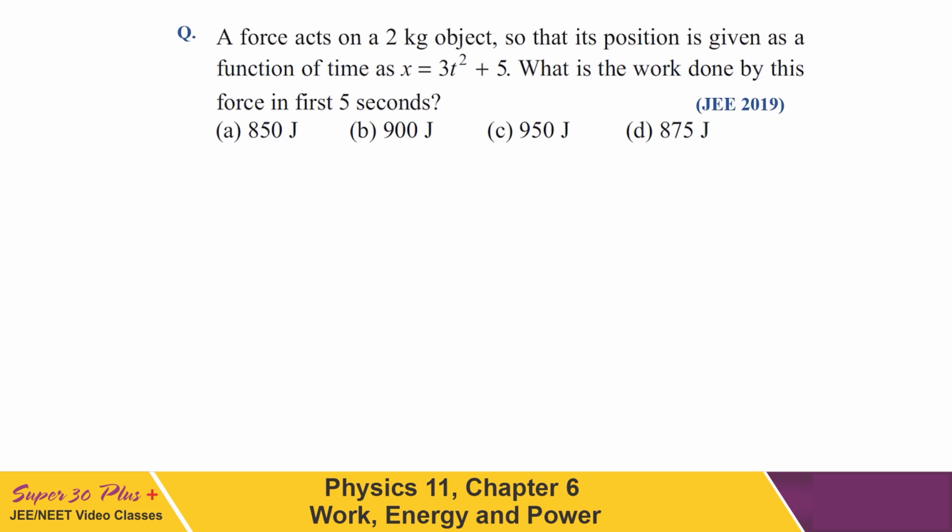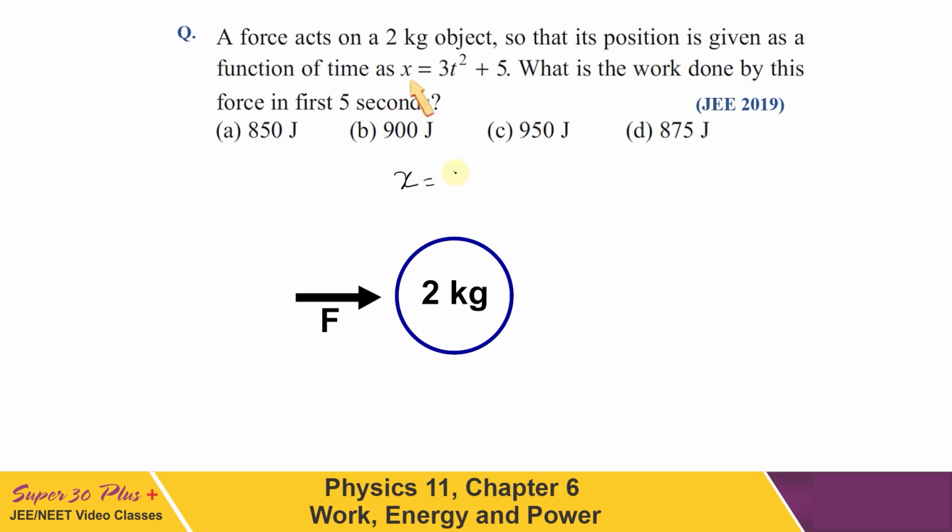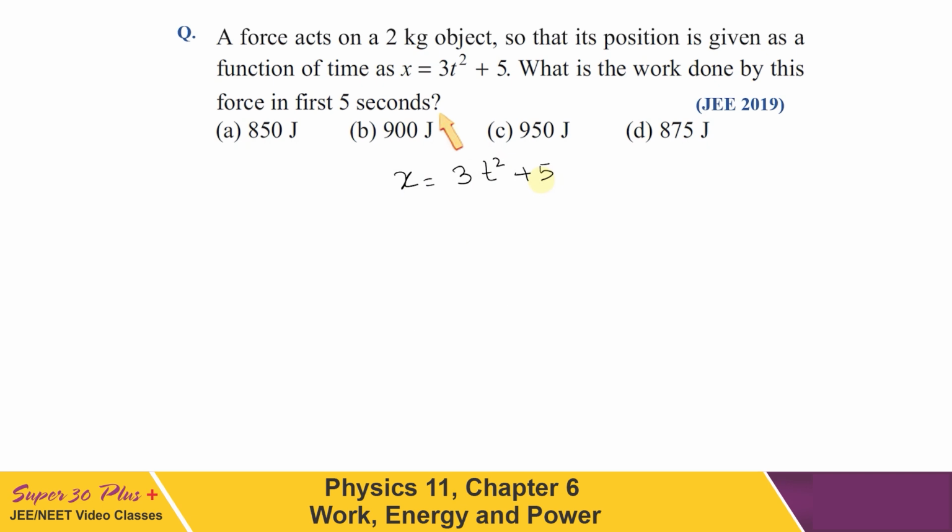In the next question, I have a force acting on a 2 kg object so that its position is given as a function of time. X is given as 3t square plus 5. What is the work done by this force in the first 5 seconds, that we have to calculate? Okay, so velocity from here we can get, it has to be equal to dx/dt, that is 6t, so 30 meter per second at t equal to 5. Now work done we can write as F dot dx from the initial position to the final position. So it has to be between the positions x0 to x5.